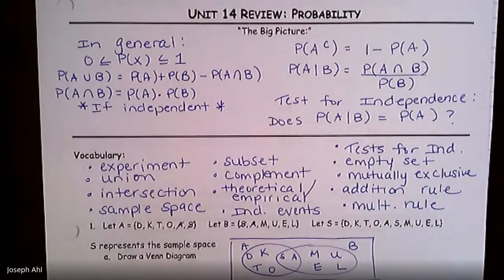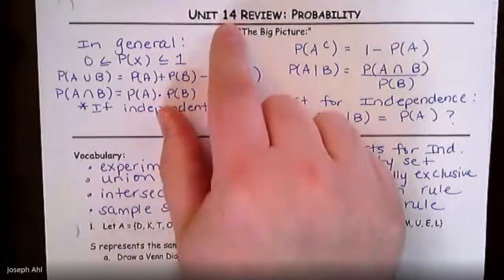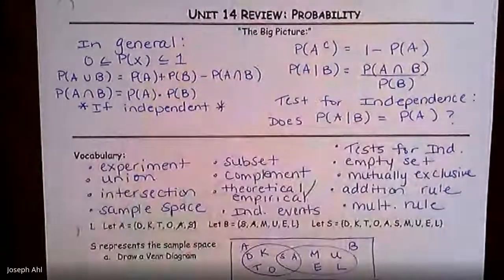Hey, Algebra 2 Honors, this is the Unit 14, actually it's Unit 17, that's a typo, sorry about that. It's the Unit 17 review for probability.